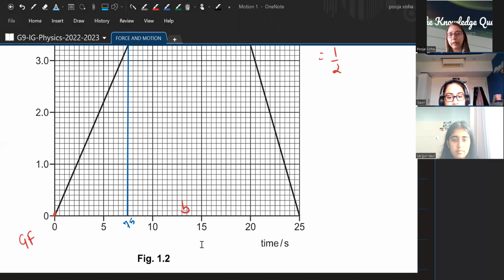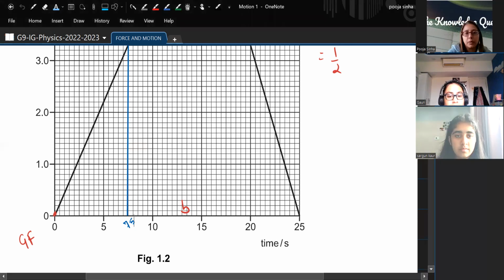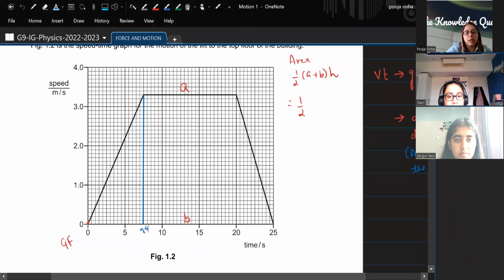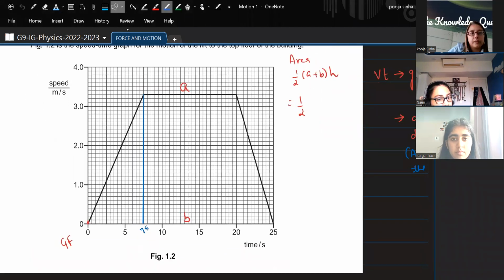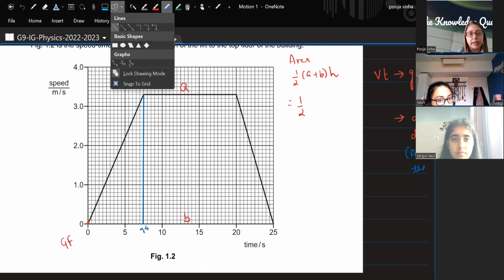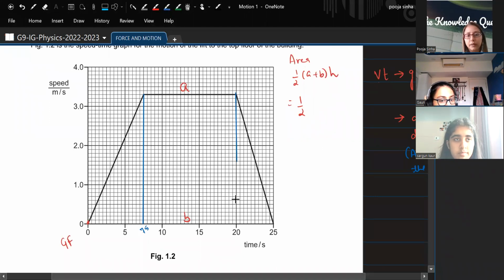This is the one which we are doing right now. Open this worksheet. We are on the second question. Come to the second question. Tell me once you open it.